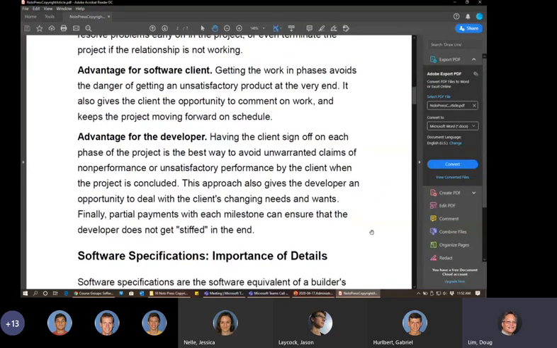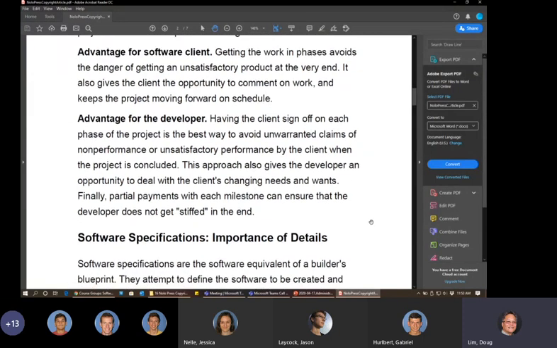So the advantage for a software client of doing it in phases is that getting the work in phases avoids the danger of getting an unsatisfactory product at the very end. Again, you want feedback provided to the provider early on in the process if they're going down the wrong path or their work is unacceptable. Being able to give an opportunity to comment on the work will keep things moving forward on the schedule and hopefully keep it moving forward in the correct direction.